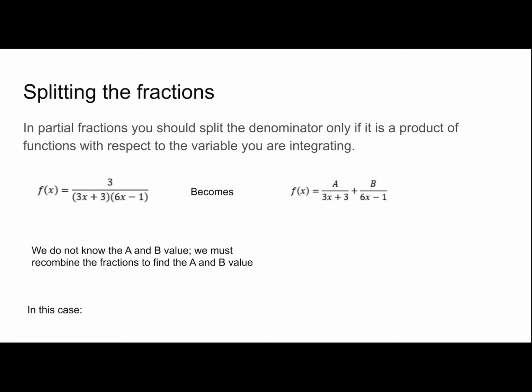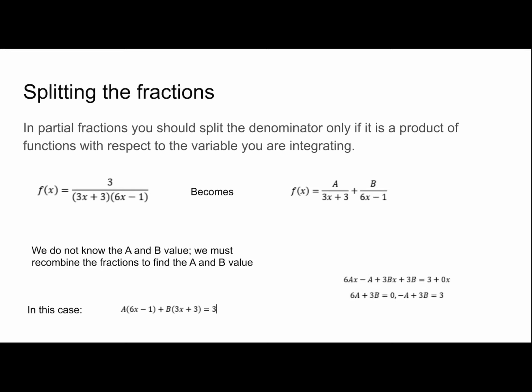So to find the a and b values in this case, we're just going to treat this as a question asking us to join the two fractions again. We're going to join it back by cross multiplying. So we'll get a times 6x minus 1 plus b times 3x plus 3, and that should equal whatever's on the top, the numerator of the original fraction we had. So that's equal to 3.